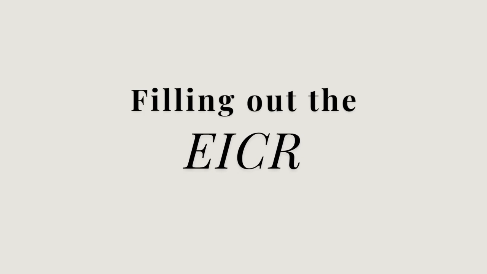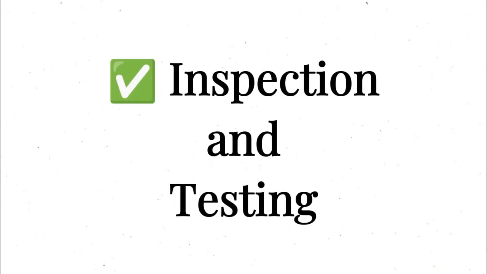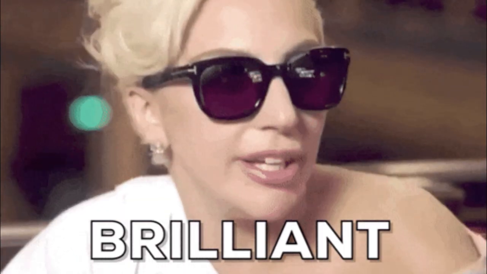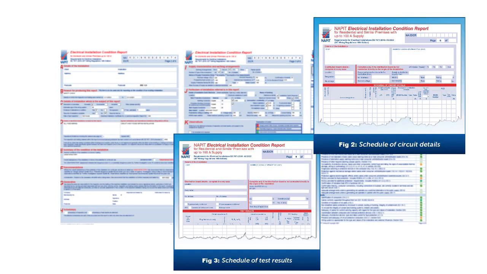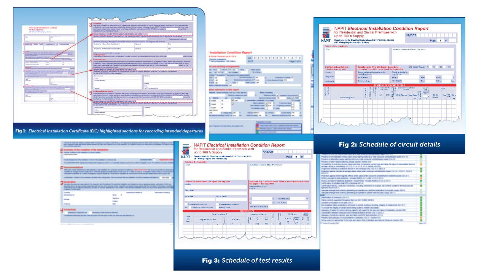Alright, let's start with the part that actually goes on paper, filling out the EICR. You've done the tests, poked around with your probes, got your readings, and nothing blew up. Brilliant. But now it's time to put it all down properly. This is where it really counts. Let's break down the form section by section so you don't hand in something that makes your assessor cry.